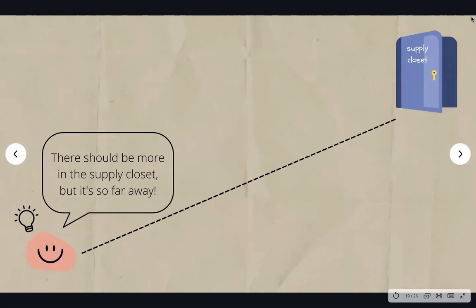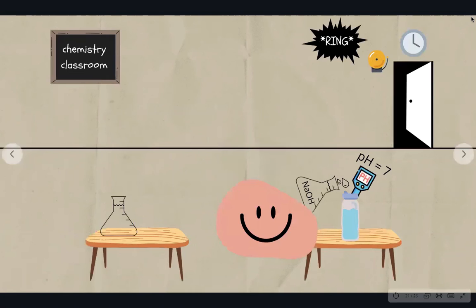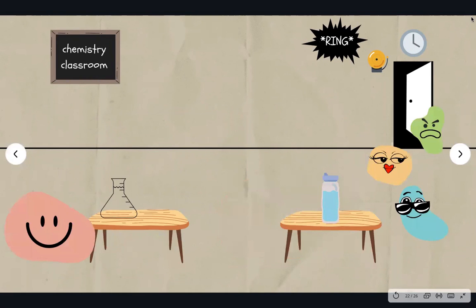Summer needed to get more NaOH, but she had to go to the supply closet all the way across the school. By the time Summer got what she needed, lunch period was almost over. "I need to hurry." Summer got back to class, and right as she finished neutralizing the acid, the bell rang and lunch period was over. Summer quickly ran back to her desk right as the other students entered the classroom.